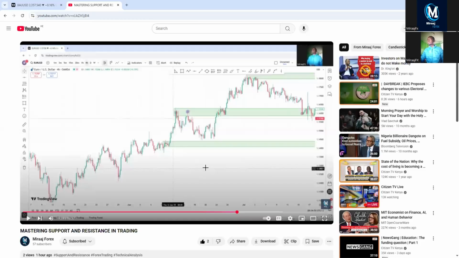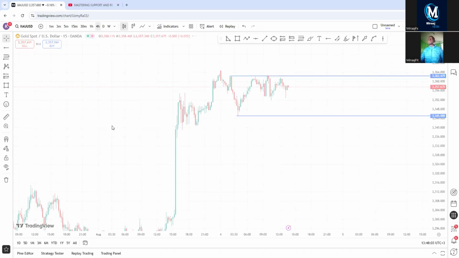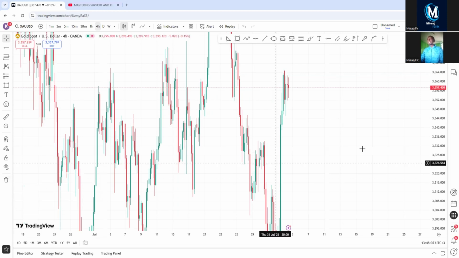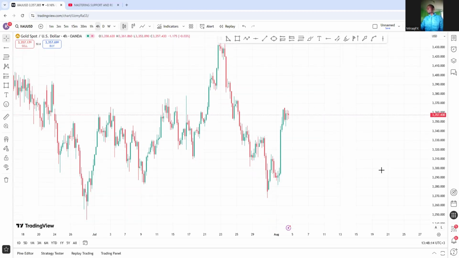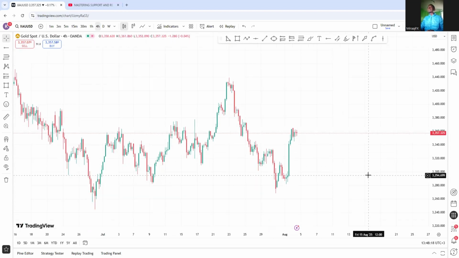So basically, my personal preference for analysis is the 4-hour time frame, because I'm a day trader. The 4-hour time frame gives me exactly what I want to see in terms of the points of interest. We're going to take an example of gold. So this is gold. We want to see what is happening in the market right now. This is gold on the 4-hour time frame.